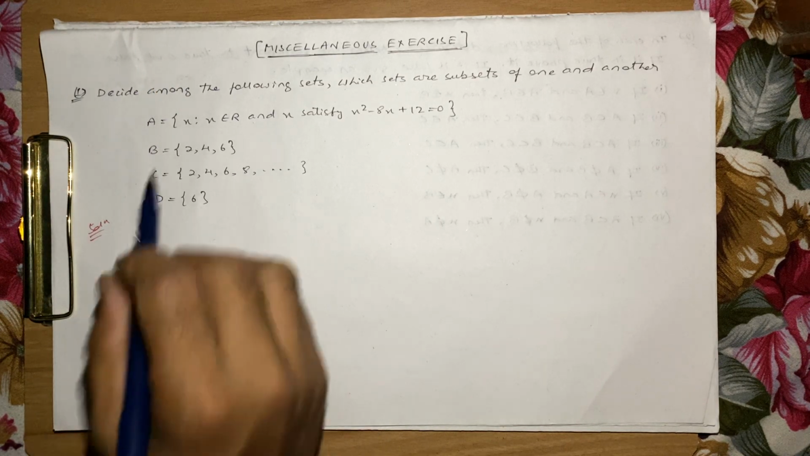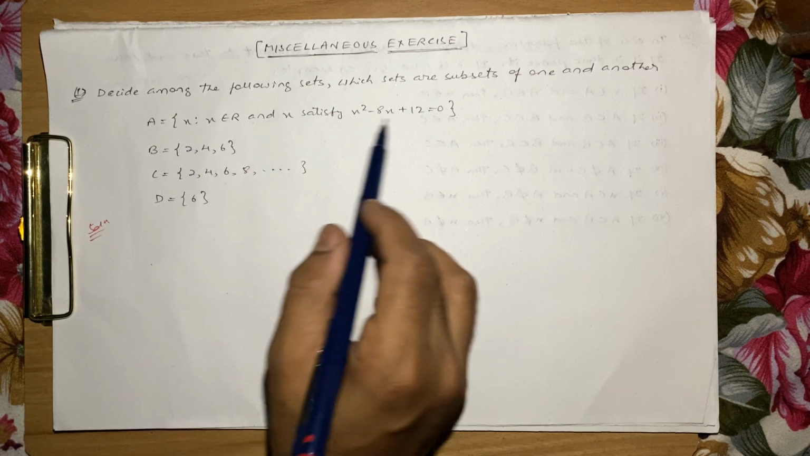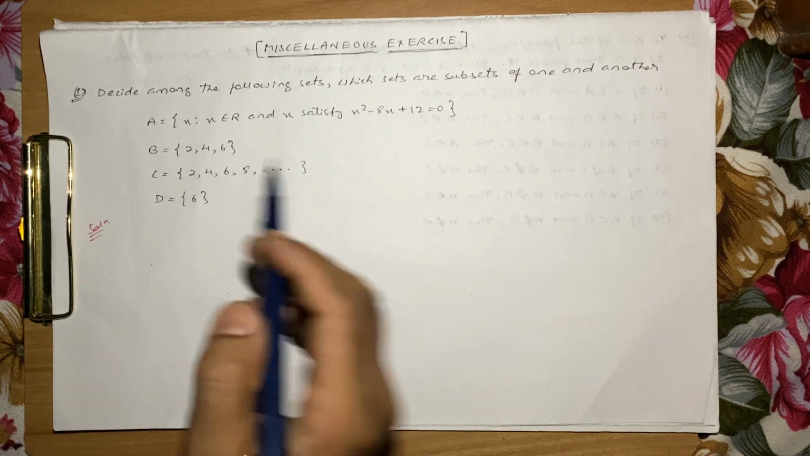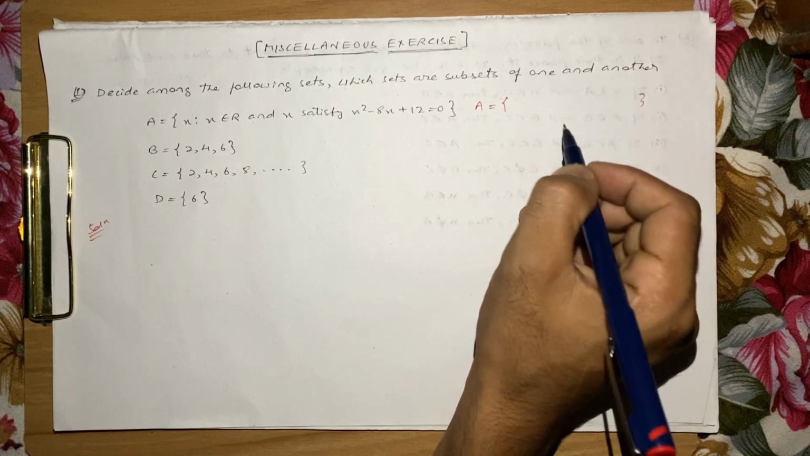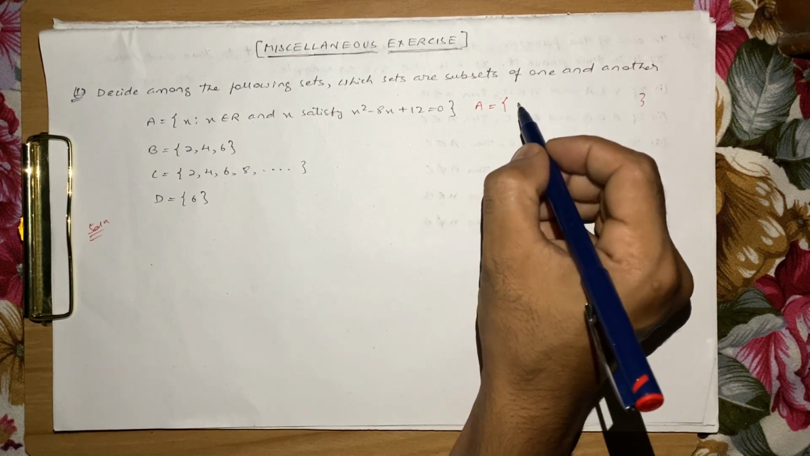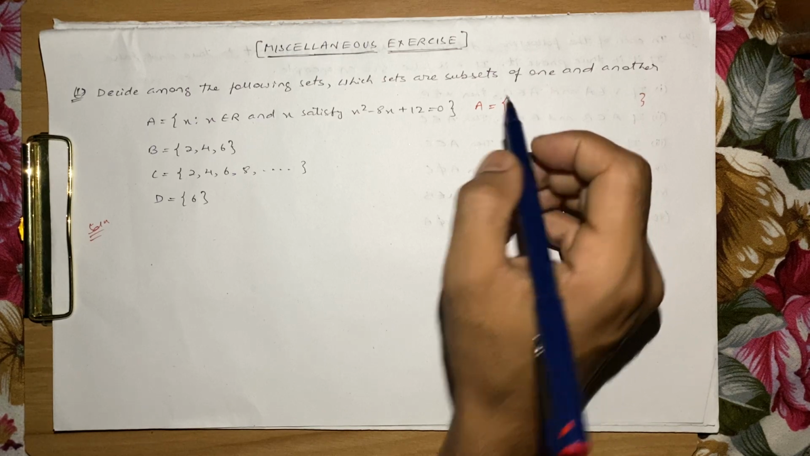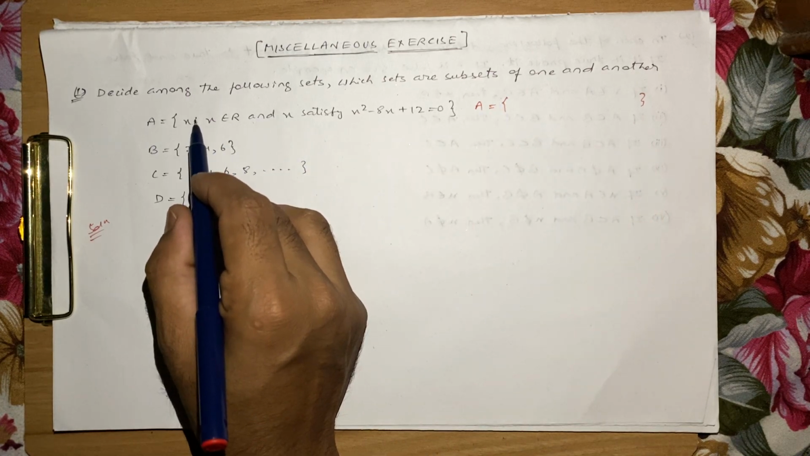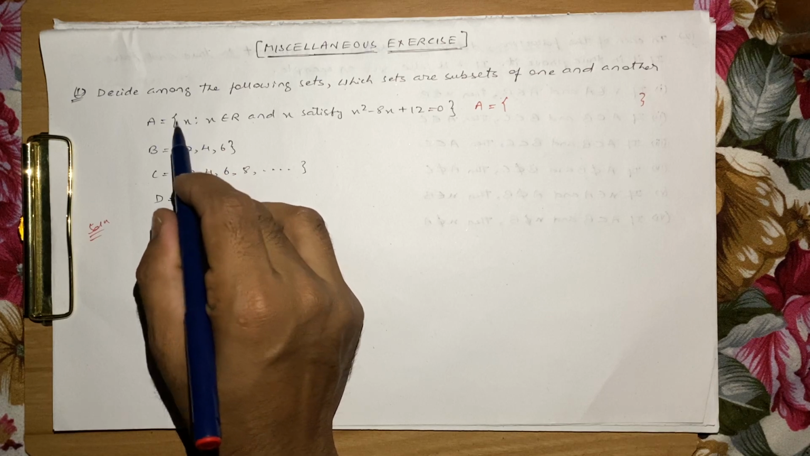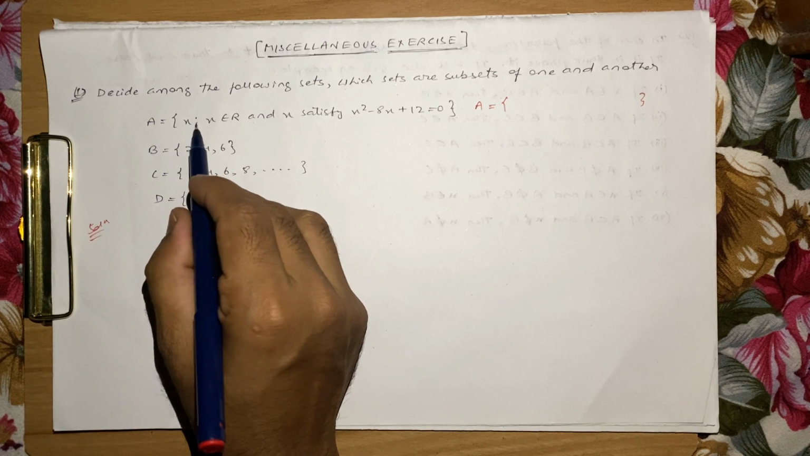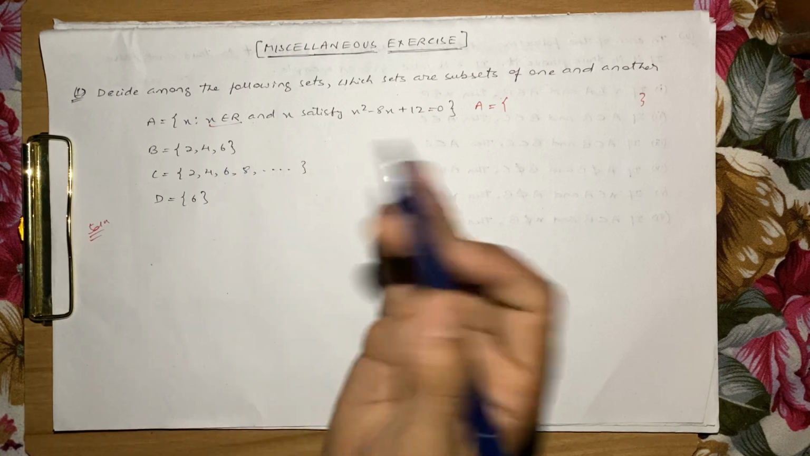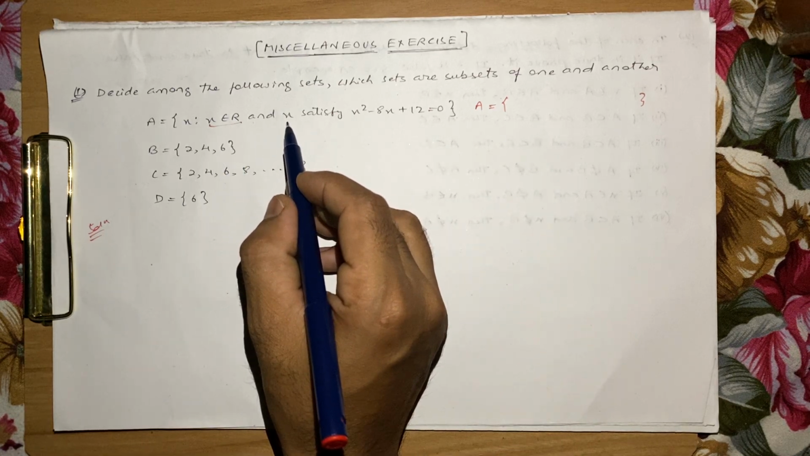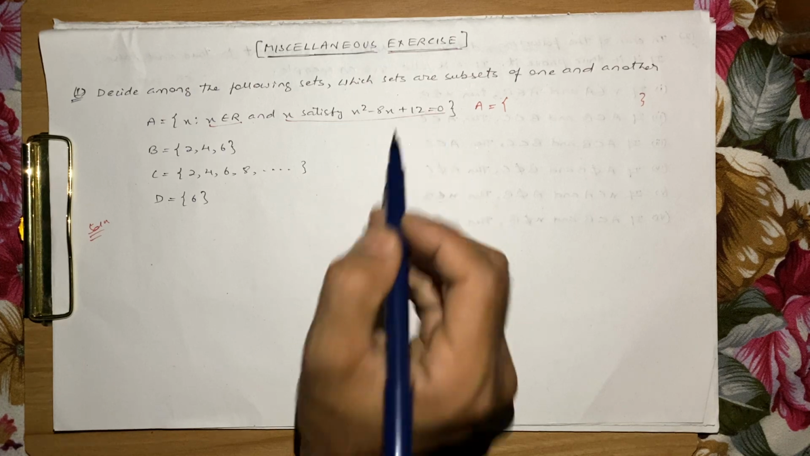Now if you look at this, set A has been given in the set builder form. X such that means A is a set that will have some elements, and each element has been assumed to be X for some time. And what is the nature of X? X belongs to R, where R means real numbers. And there is another condition: X satisfies this equation.